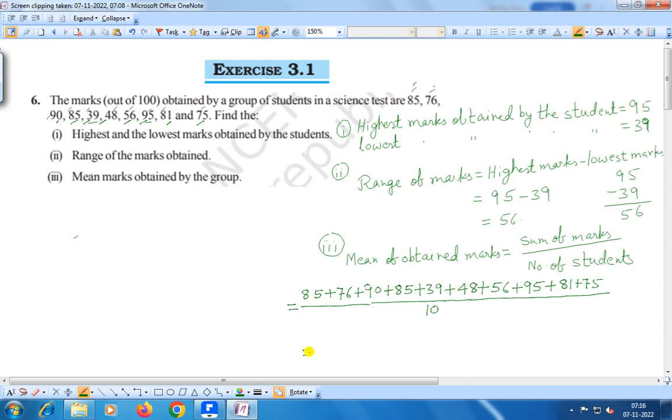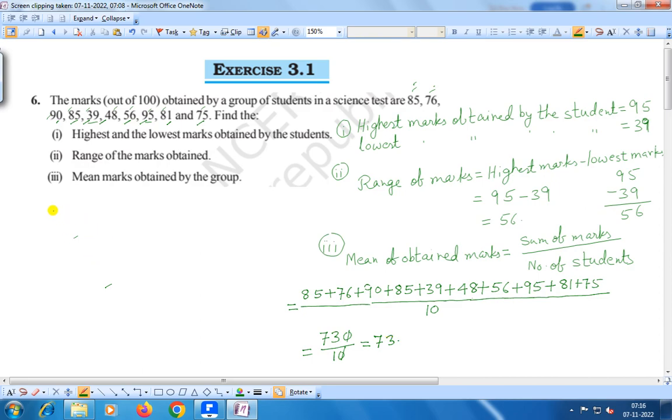That means we are getting, if we add all the numbers, what are we getting, you see? You have to add all the numbers, right? If we add all the numbers, you will get 730, right? That is 730, 730 by 10. If you cut this 0, you will get 73. Right? Therefore, our mean marks obtained by the group is 73.